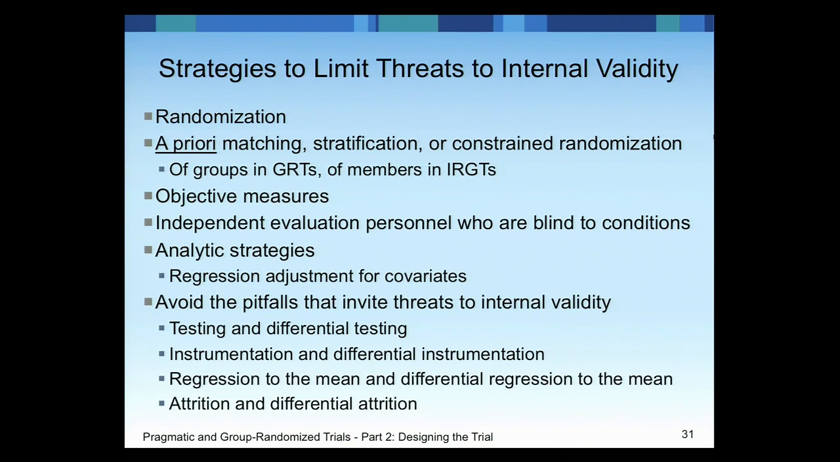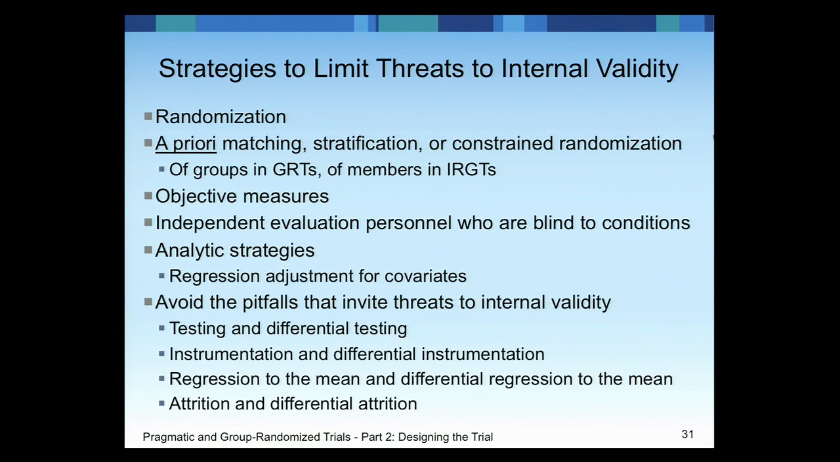These studies are often done in the real-world setting in communities and hospitals and clinics. It's very difficult to ensure blinding of all of the staff that are involved or the participants that are involved, but we certainly try to blind the evaluation personnel. Another strategy to limit threats is to use analytic techniques where we think that there are imbalances on factors that might affect the outcome. We can adjust for those as covariates using regression techniques in the analysis and thereby reduce the threat of selection bias.